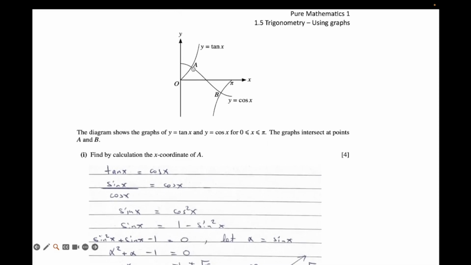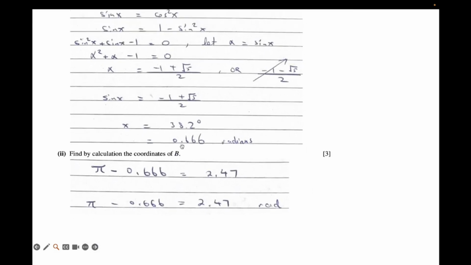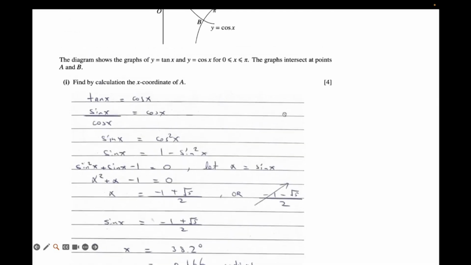What I mean is, using the graph, you realize the distance from 0 horizontally to A is the same distance from pi to B. So wouldn't you just do pi minus that same distance to get this value over here for B, which is what we did over here. Of course we do pi minus 0.666 because we want radians, not degrees. Yeah? So there's that question over here.